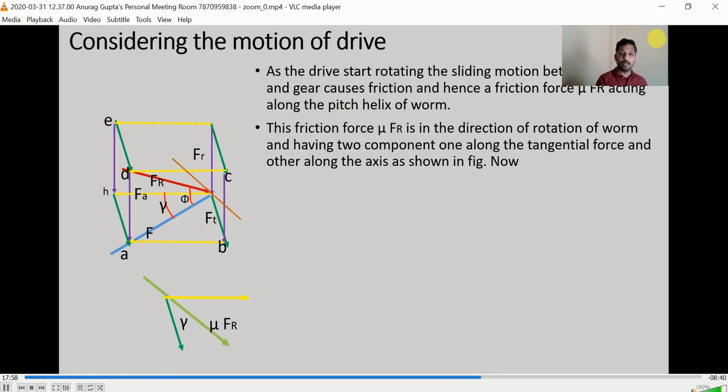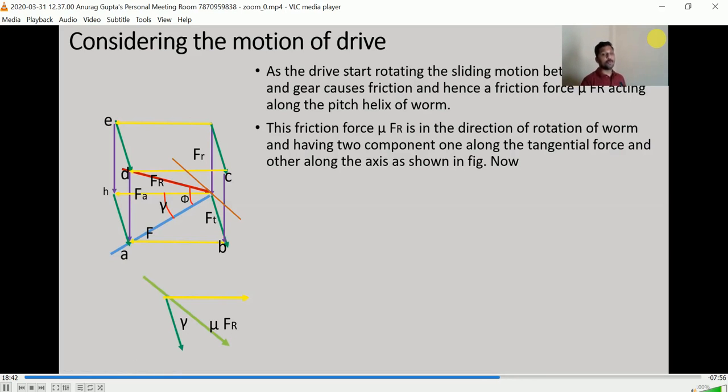Why will it be in the direction of rotation of the worm? Because the worm gear is slipping over the pitch helix of the worm, opposite to the rotation of the worm. If we consider the slipping of the worm gear over the worm, it is in the opposite direction of the worm rotation. So the friction force will be in the direction opposite to the slipping. So this light green line will be the friction force.